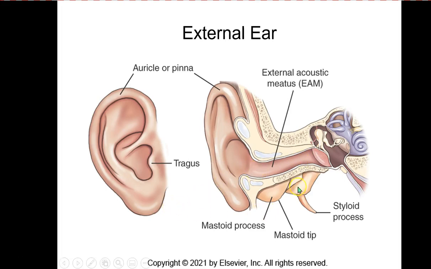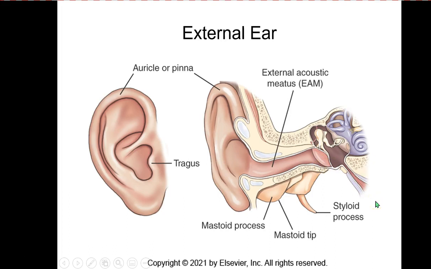The mastoid process and the mastoid tip, which of course are part of the temporal bone, are posterior and inferior to the EAM. The styloid process, however, is slightly anterior and inferior, and you can see that here, again part of the temporal bone. The meatus narrows as it meets the tympanic membrane or the eardrum. And the eardrum sits at an oblique angle, which forms a depression or a well at the lower medial end of the meatus. And again, you can see that relationship here.